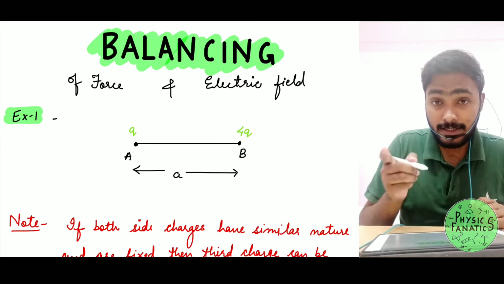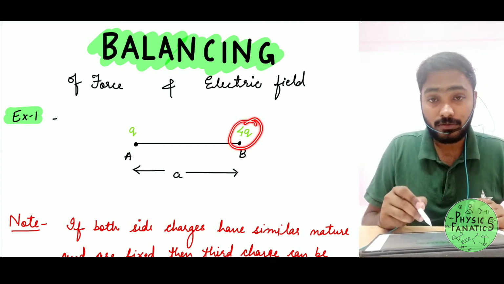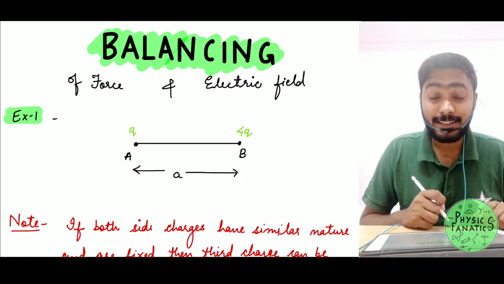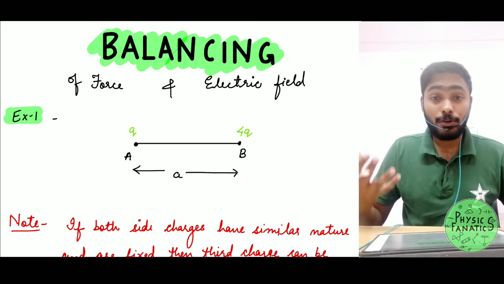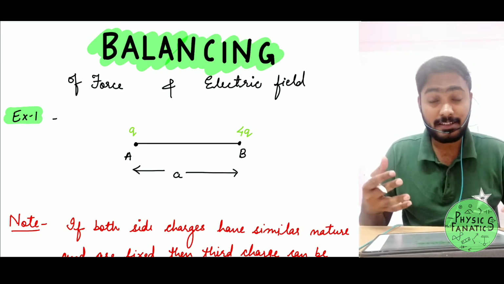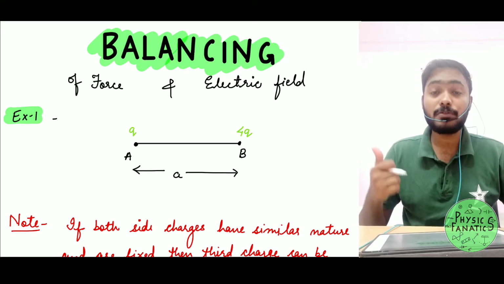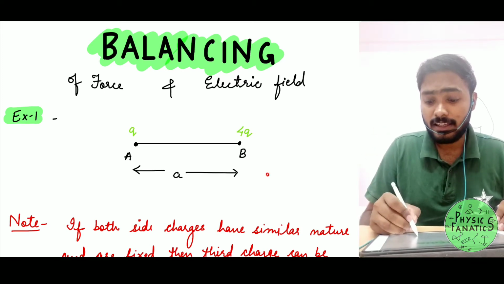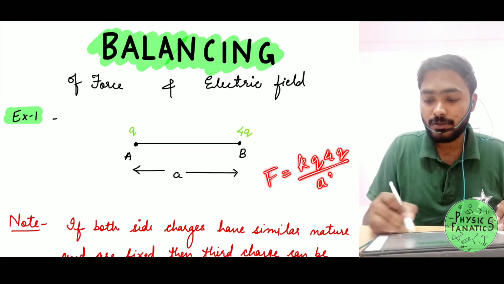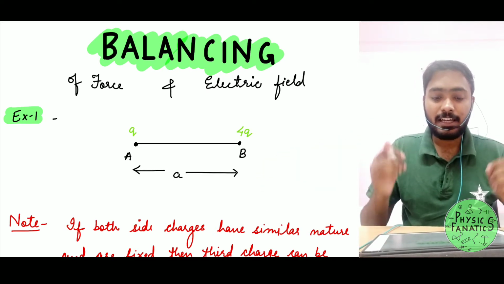As you can see, I have a charge q over here and a 4q charge over here. Two charges separated by a distance of a. Obviously, by Coulomb's law they are going to experience a force of repulsion because both the charges are positive, which you can write as F equals k q 4q divided by a square. I hope that is understandable.